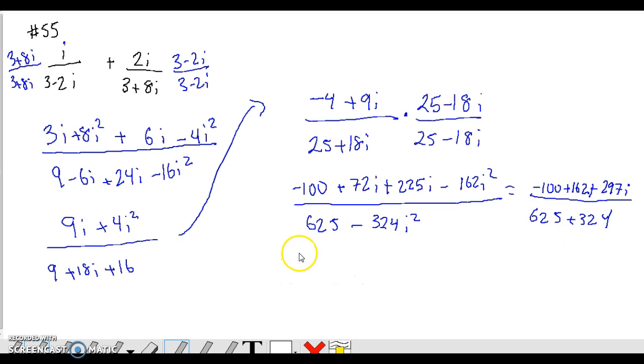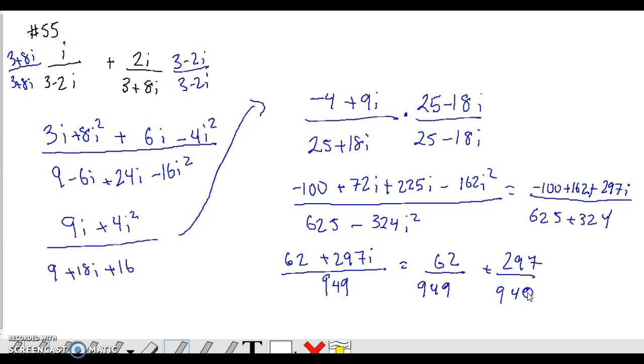All right. So what do I have? I have 62 plus 297i all over 625 plus 324. So that would be a 949 as our answer, right? So we can leave it like that, or I can write it as 62 over 949 plus 297 over 949i. So that is definitely one way that you can do this problem.